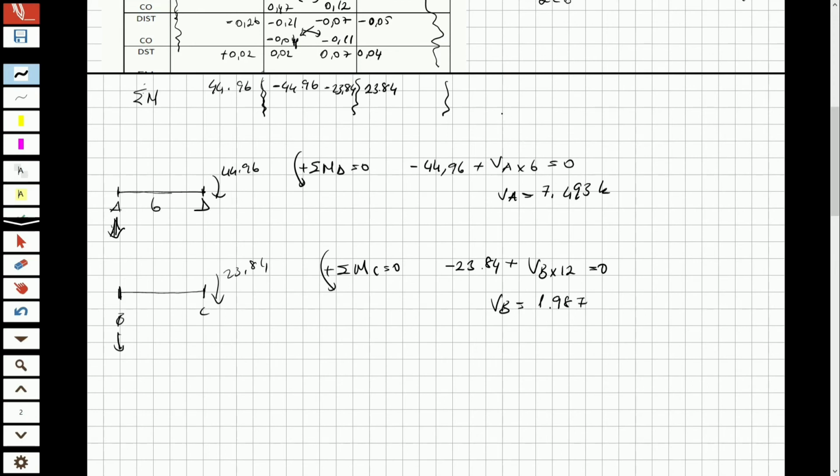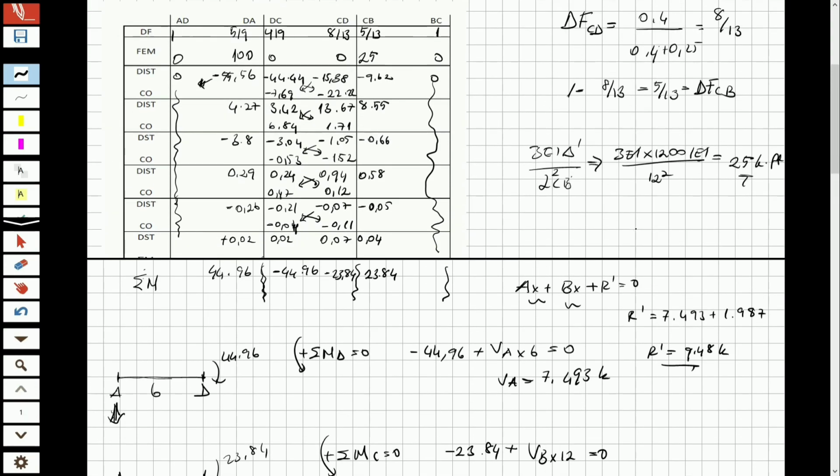You know, we had an R and R prime normally to calculate the last moment that we need. So it was something like that: AX plus BX plus R prime equal to 0 for this one. But now I have AX and BX, and R prime is equal to 7.493 plus 1987, and R prime will be equal to 9.48.